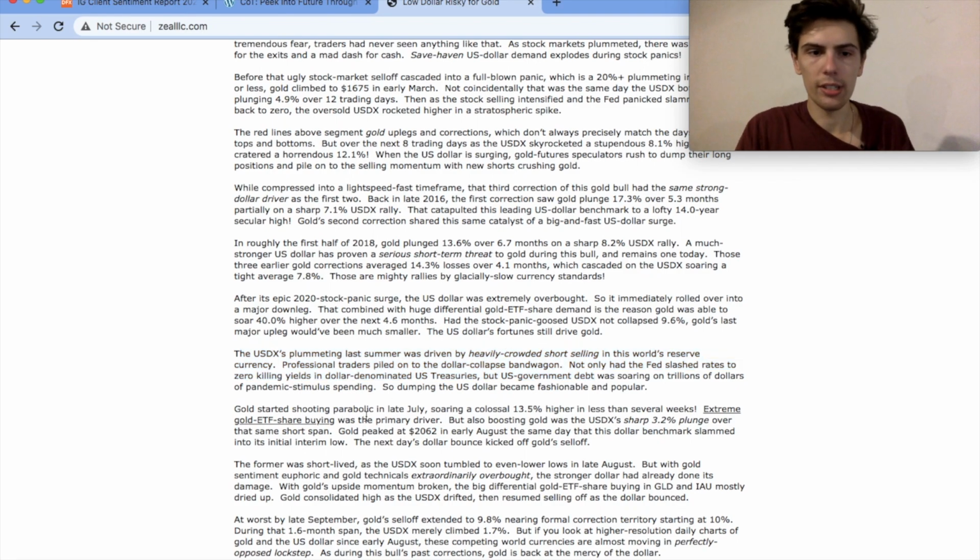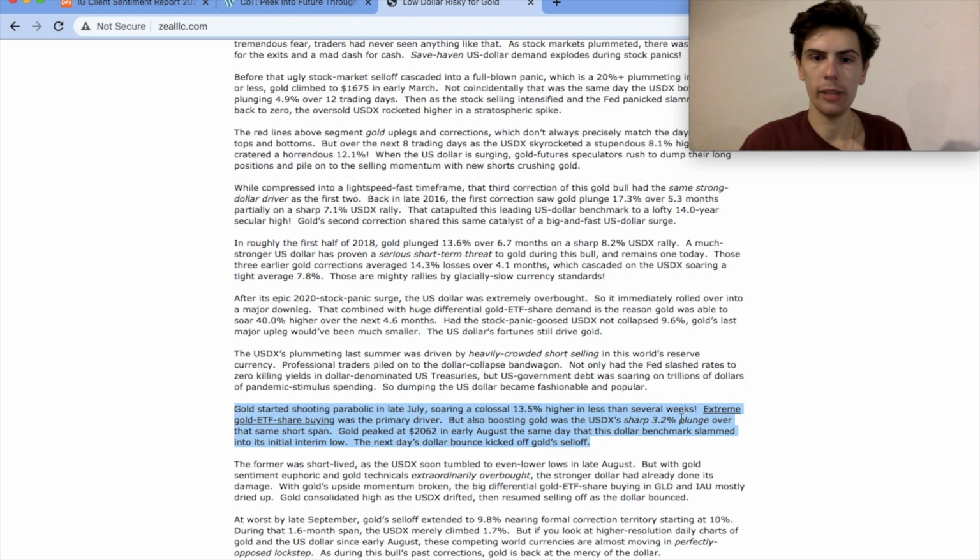And we did also see gold perform very well. Gold went parabolic in July, and it had over a 13% gain in just a couple of weeks. And the main driver of this was extreme gold ETF share buying. Good for me, one of the stocks in my portfolio is Sprott, that has gold and gold miner ETFs. So that is definitely a trend I expect to continue.